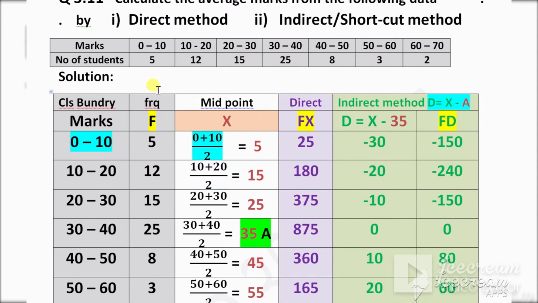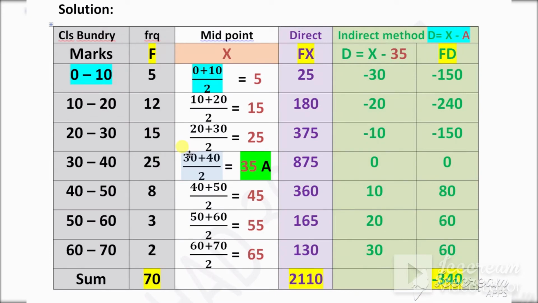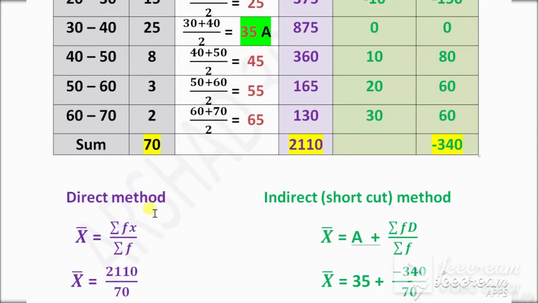So our first requirement is the direct method. The formula for the direct method is summation fx divided by summation f. For this formula we have to find x, and in this question only f is given, x is not given. So first we will find x, which is called the midpoint. For the second formula, the shortcut method, we need a plus summation fd divided by summation f. So for this formula we need d. For the first formula we have to find x, for the second formula we have to find d.